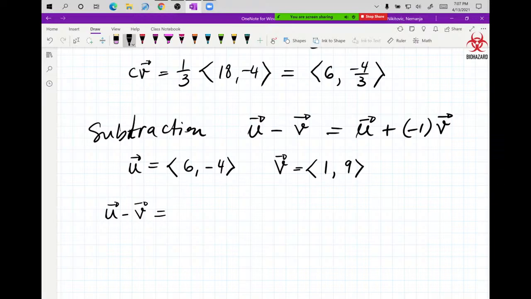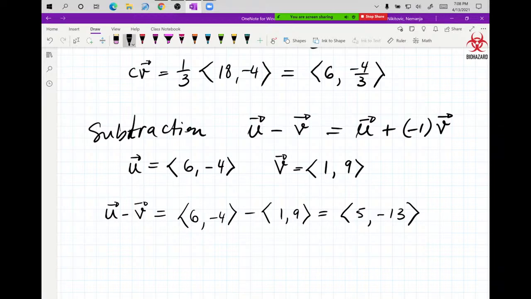The reason why we had to define that thing is because of the addition of vectors. That's our issue, the graphical solution. But over here, I can just say 6, -4 minus 1, 9, and then just say 6 minus 1 is 5, and -4 minus 9 is -13, and I am done.